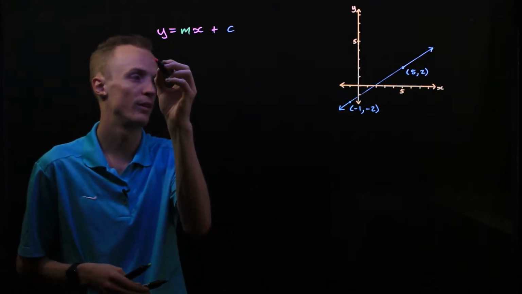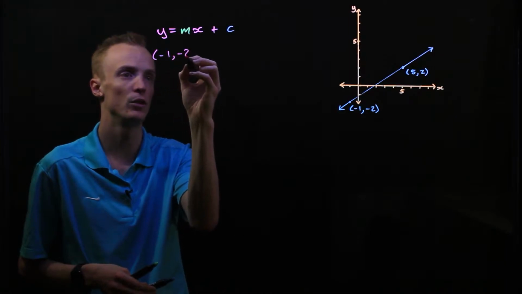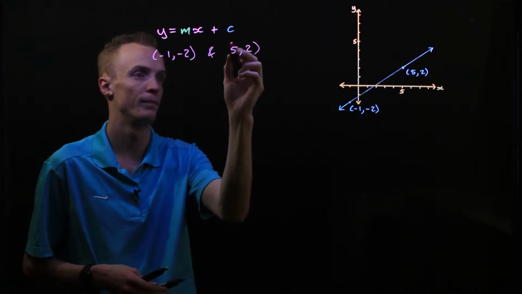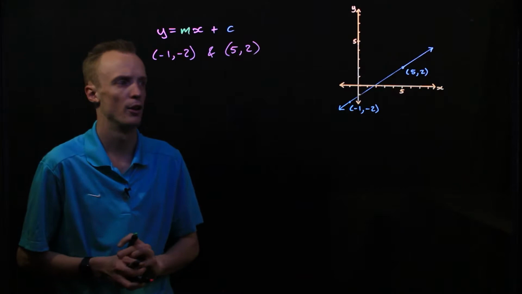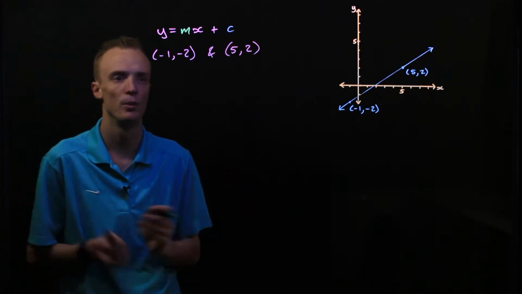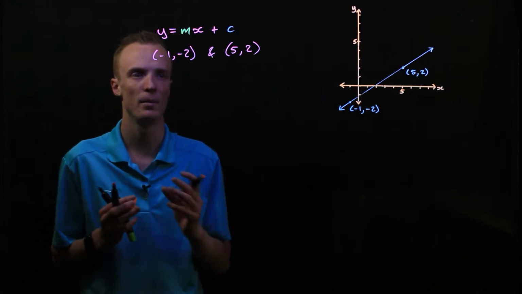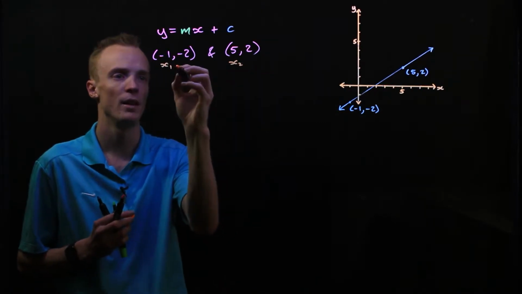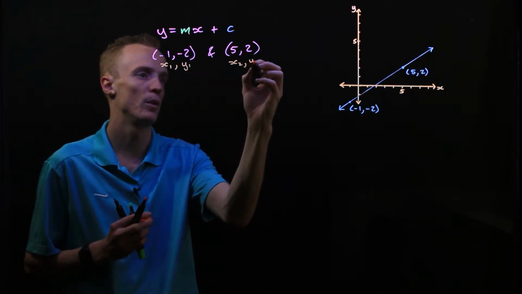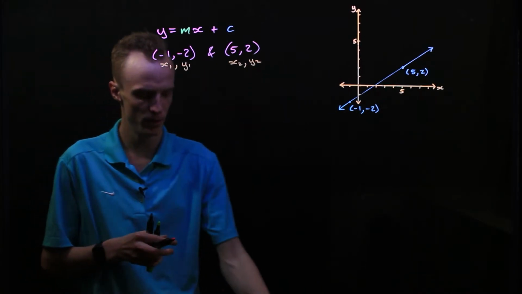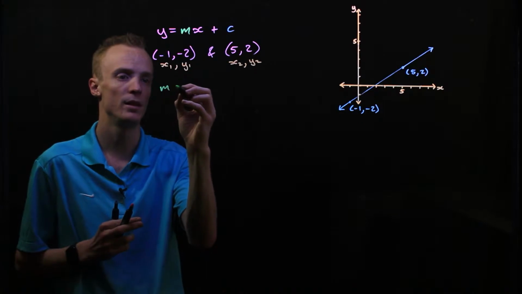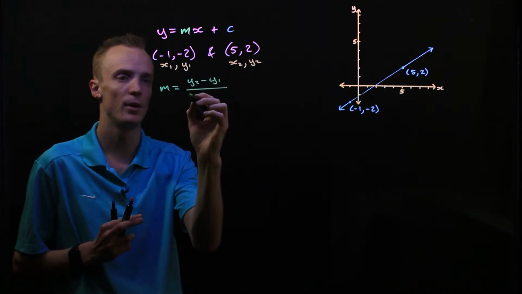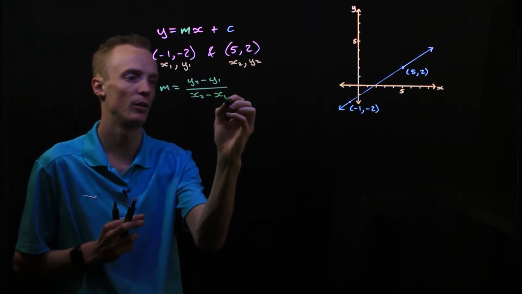So we've got the coordinate -1, -2, and the coordinate 5, 2. Well, let's start with the slope, because the slope is nice and easy because we've got 2 points to find the slope of. So to do that, we can start by labeling this. So we'll label our x coordinates as x1 and x2, and our y coordinates as y1 and y2. And our slope formula is m is equal to our rise over our run, or our y2 subtract our y1, divided by our x2 subtract our x1.